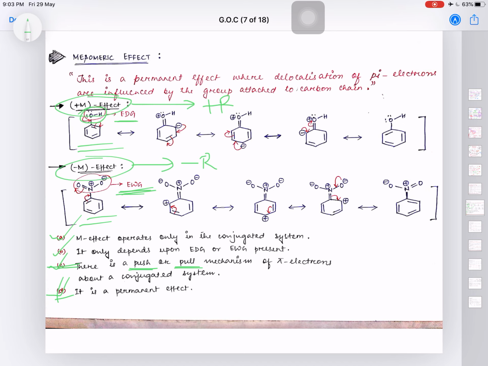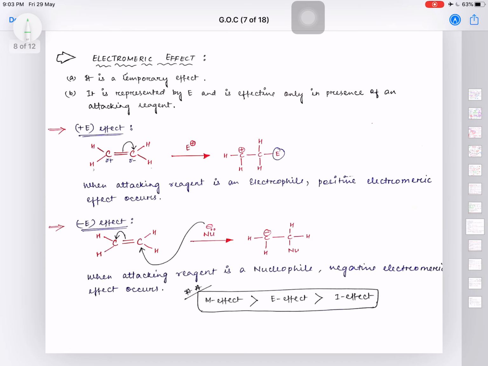Next we'll be discussing Electromeric effect. Previously we discussed inductive effect and Mesomeric effect, which are permanent effects, and Electromeric effect is a temporary effect. Say you have a pi system, for example ethene. This carbon-carbon double bond's pi electrons can break and go to one carbon. If it goes to this carbon, this will have a minus charge and the other will have a plus charge, and it can be opposite also.